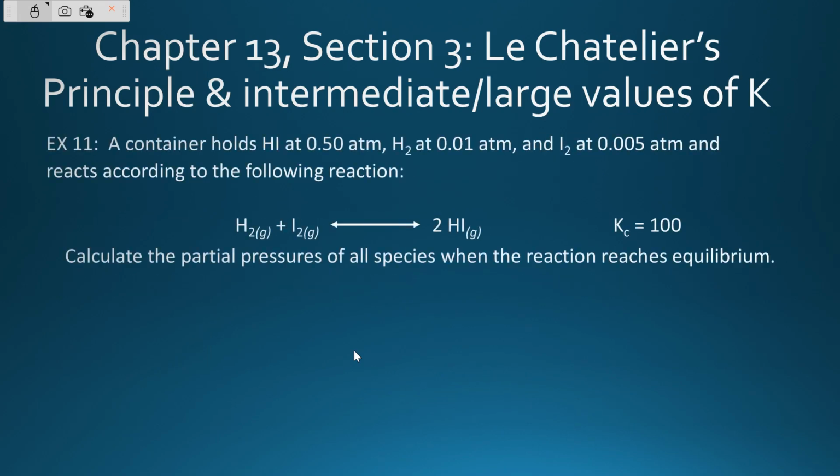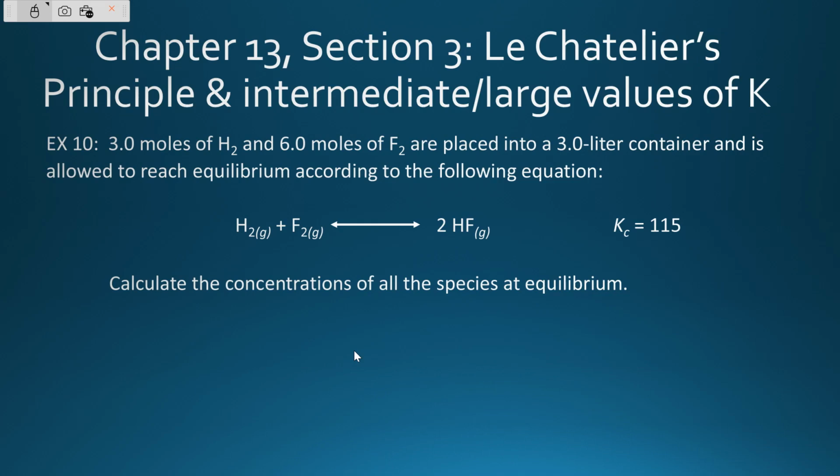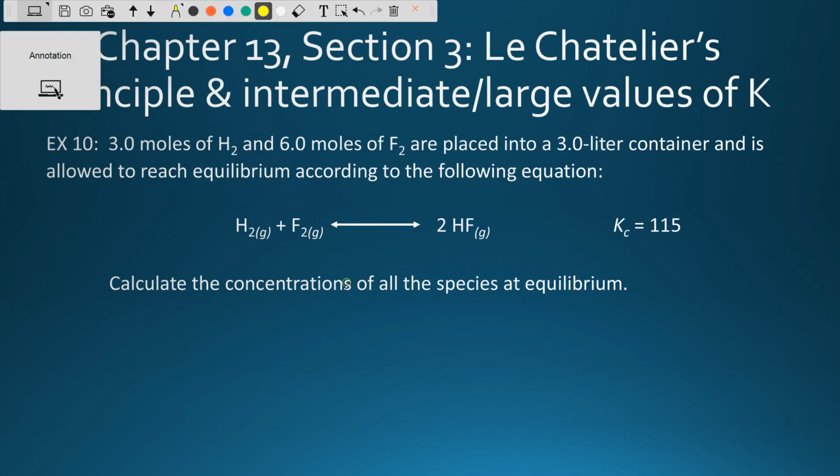Now, let's take a look at another example. In fact, I need to back up one, and let's take a look if we have 3 moles and 6 moles, but it's in a 3-liter container. So you see the problem here. We have to figure out our concentrations first, don't we? So we have 3 divided by my 3-liter container, so that equals 1 molar. And then I have 6 divided by 3, and that's going to give me a 2 molar.